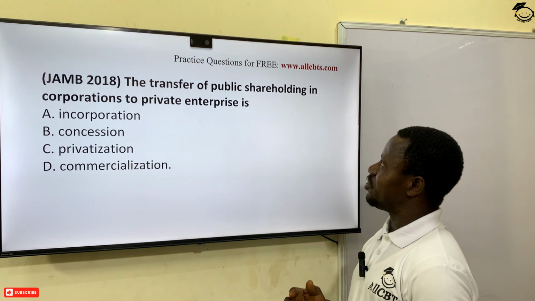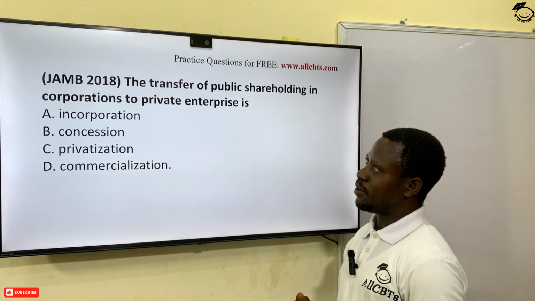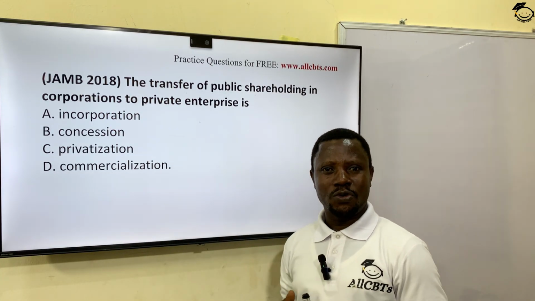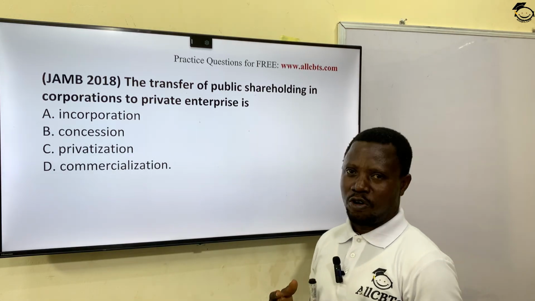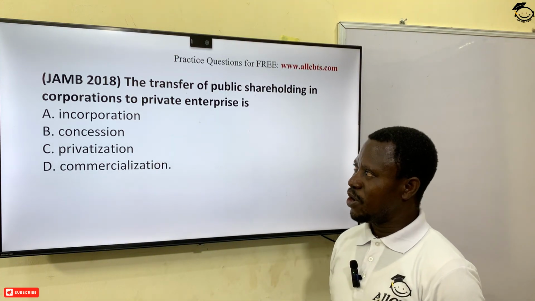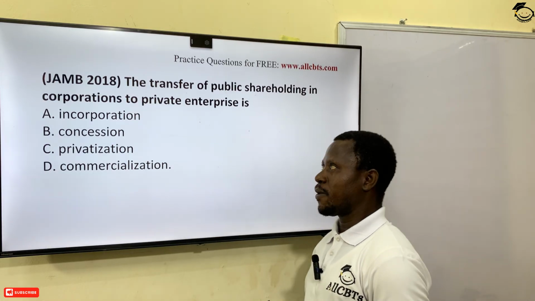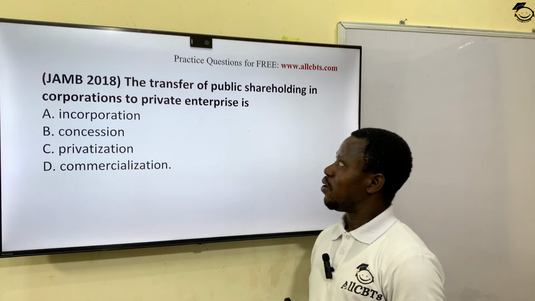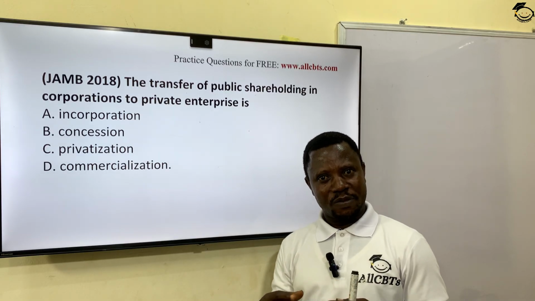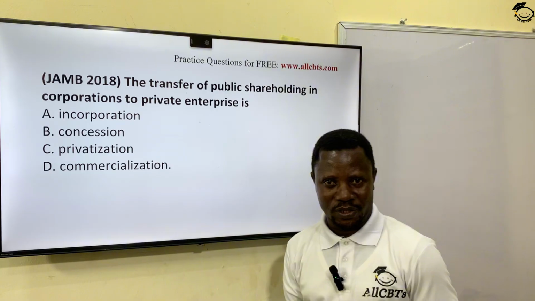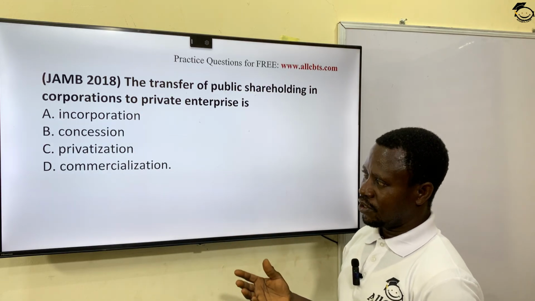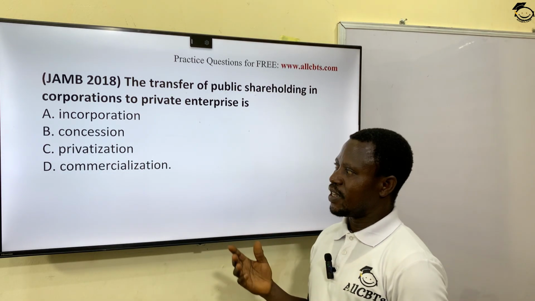The transfer of public shareholding in corporations to private enterprise is... Now, when we say corporation, something comes to your mind. Corporation means government-owned companies. They are called public corporations, public utilities, or public enterprises. All right? Government-owned, government-financed, government-controlled. Now, when there's a transfer of the shareholding, meaning the ownership, the capital of the business, now being transferred to private individuals, individual shareholders, what do we call it? Incorporation, concession, privatization, commercialization. The answer is what?